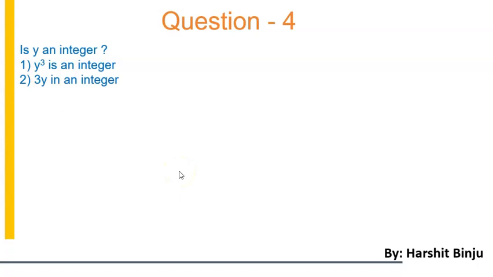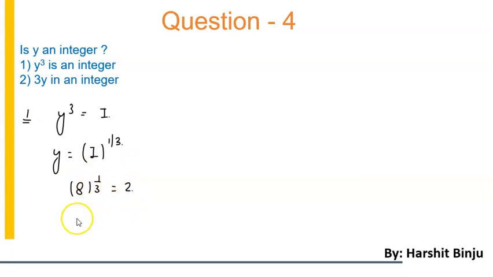Okay, so is y an integer? Y cube is an integer. Now it says y cube is an integer. So if you start with statement A, when you say y cube is an integer, you can say that y will be equal to integer to the power 1 by 3. Now not every integer's cube root will give you an integer. For example, 8 to the power 1 by 3 will definitely give you 2. But 7 to the power 1 by 3 will not give you an integer value.